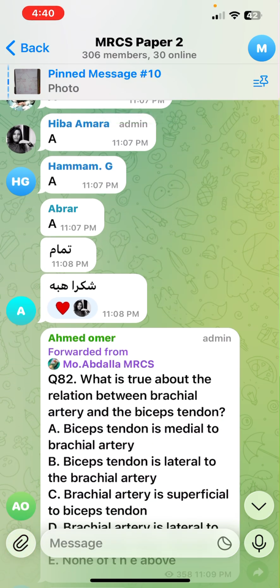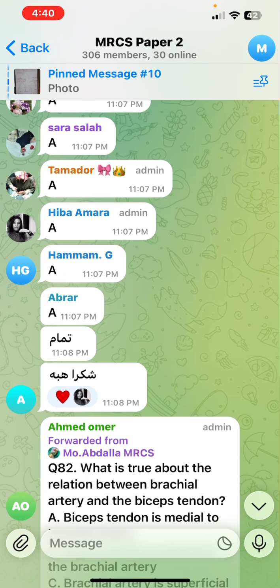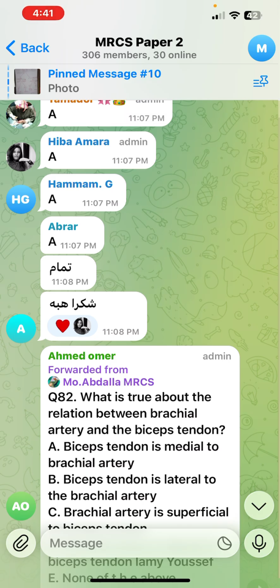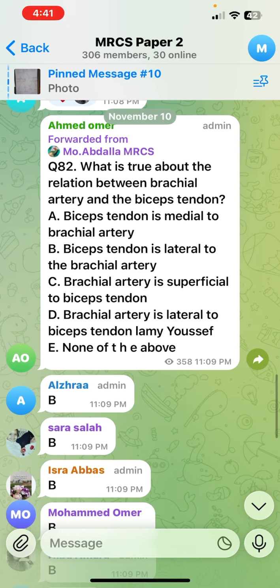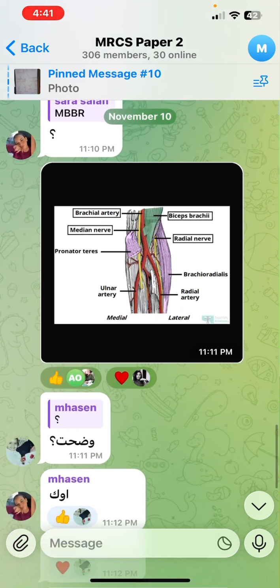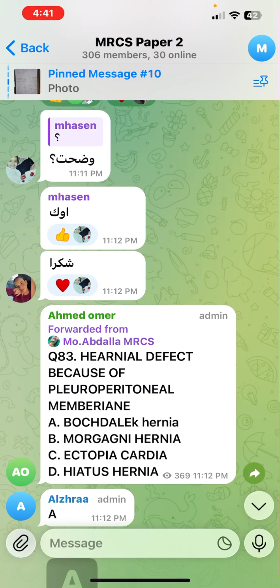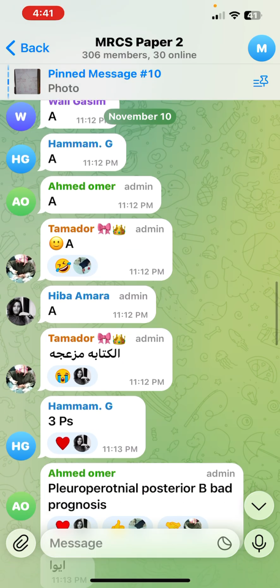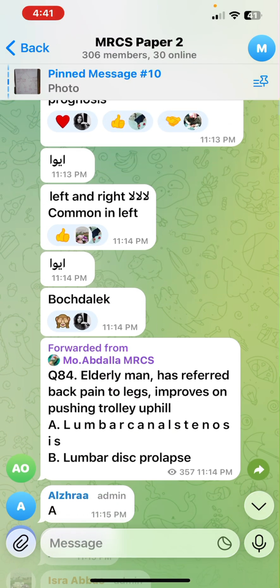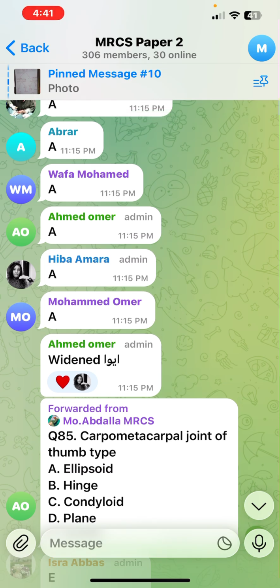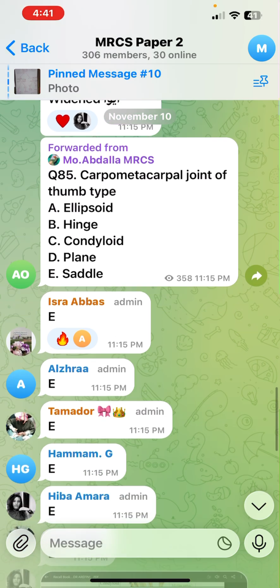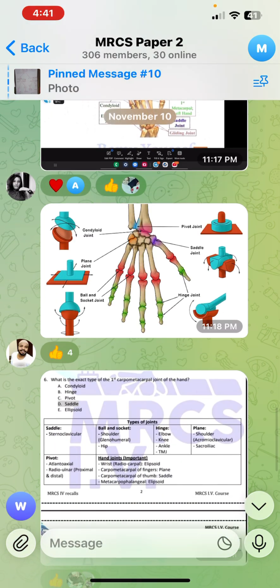What is true about the relation between the brachial artery and the biceps tendon? The biceps tendon is lateral to the brachial artery. Hernia defect because of the pleuroperitoneal membrane: Bochdalek. Elderly man with back pain referred to the legs, improved on pushing a trolley: lumbar stenosis. Carpometacarpal joint of the thumb, you think of wearing a sandal using the thumb, that's why it is a saddle type of joint. Just try to remember, the thumb is a saddle joint.